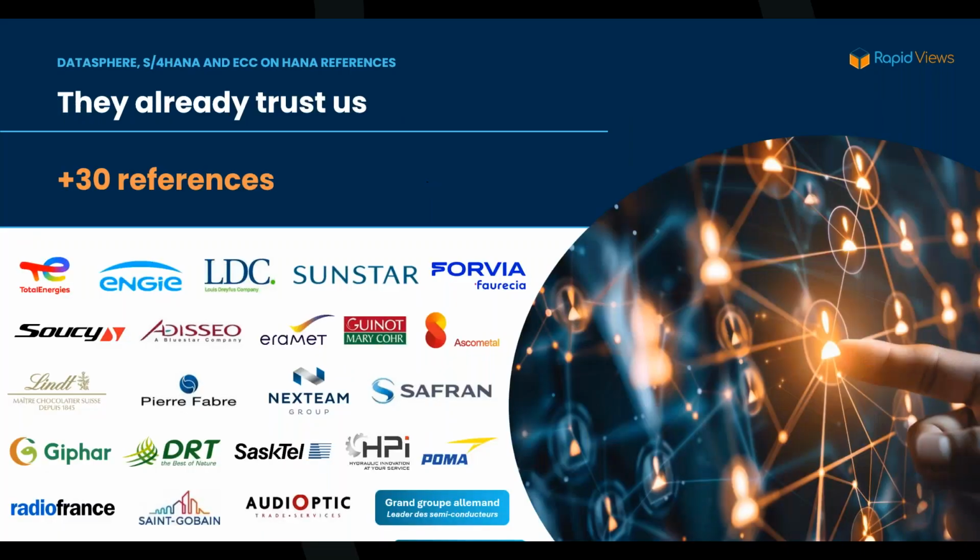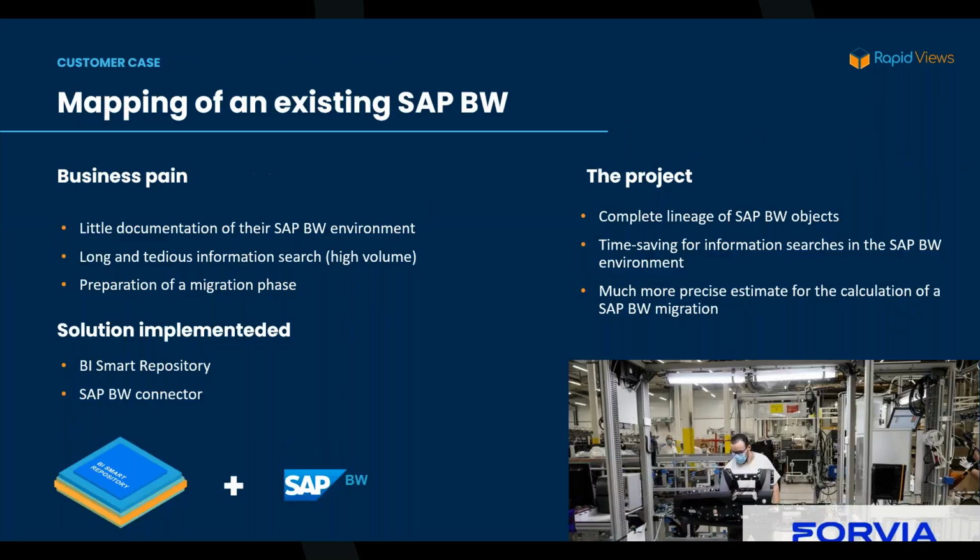The first one, for example, is Forvia. On the business side, they have little documentation of their BW environment because they had some turnover, so the competence of the BW users is really limited. It's really long to share the information in BW, because they have a big BW environment. It's one of the biggest BW environments in France, I think. And they are preparing the BW migration, in fact.